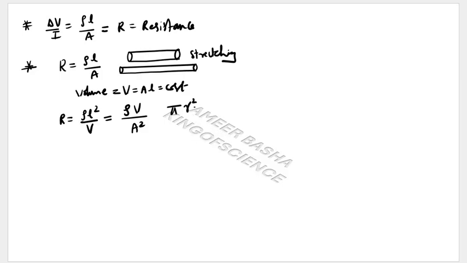So pi r square will be the area. Generally in the competitive exams, there are questions based on this resistance.